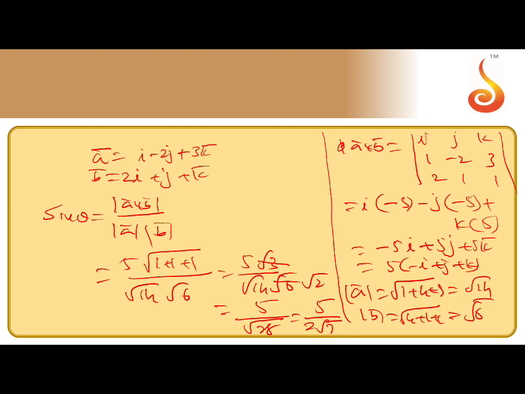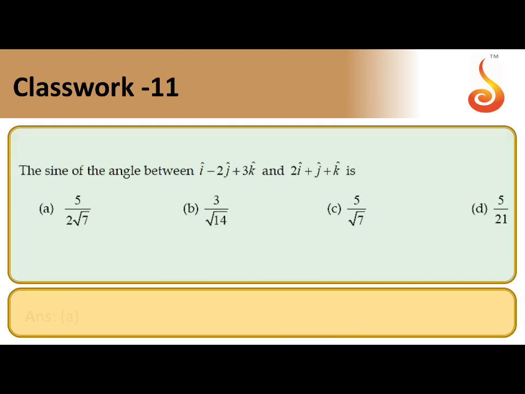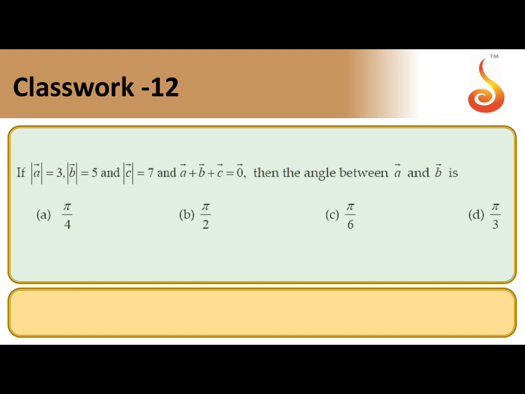So calculate A cross B, magnitude of A and magnitude of B, and then solve it. Otherwise you can take the cos theta formula also. What is cos theta? A dot B by modulus A into modulus B. Once you get the cos theta value, you can convert into sin theta using the right angle triangle concept. I hope this is clear. So the answer will be 5 by 2 root 2. Check the answer. Option A is right. So next question.